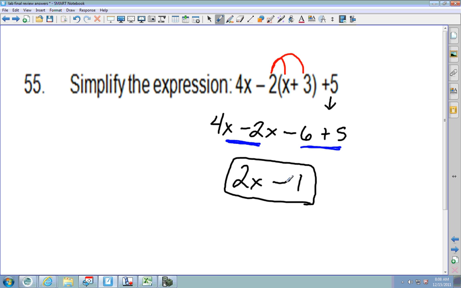Do not tell me it's equal to anything. There's no equal sign in here. An expression does not have an equal sign.